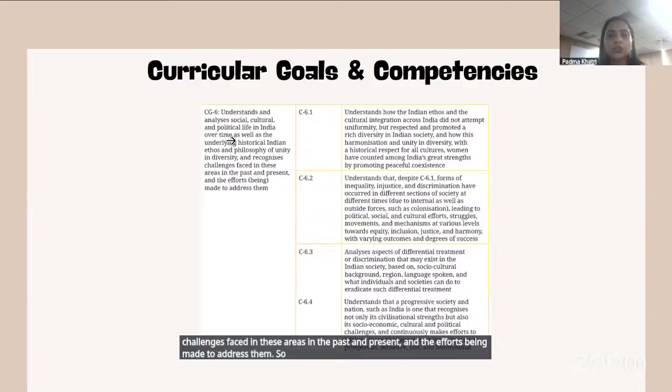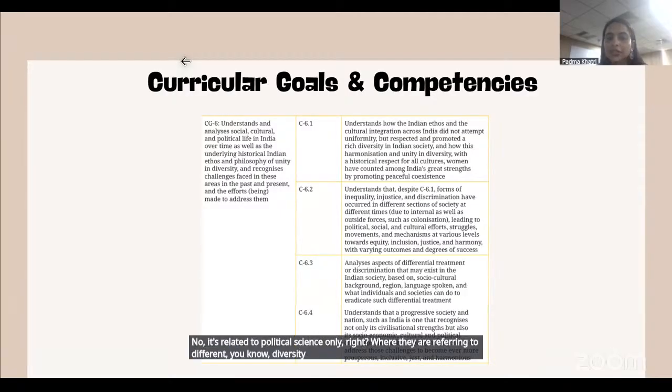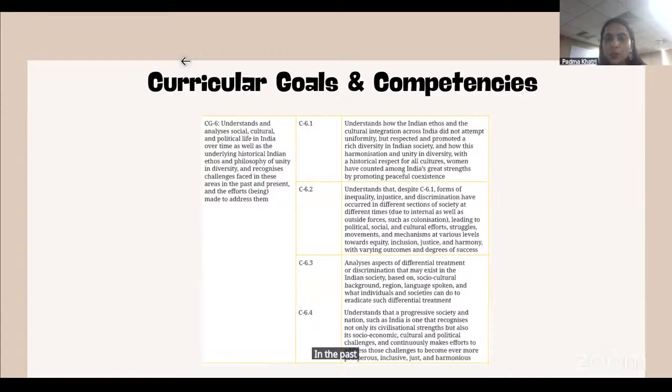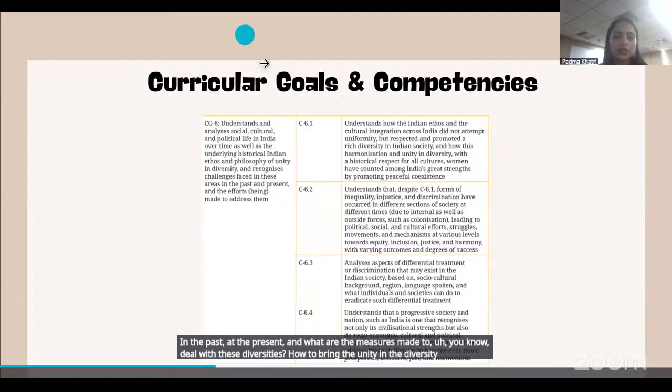So which particular competency, or sorry, discipline are we referring to here in this particular goal? No, it's related to political science only, right? Where they are referring to different diversity faced in the past, at the present, and what are the measures made to deal with these diversities, how to bring the unity in the diversity, right?